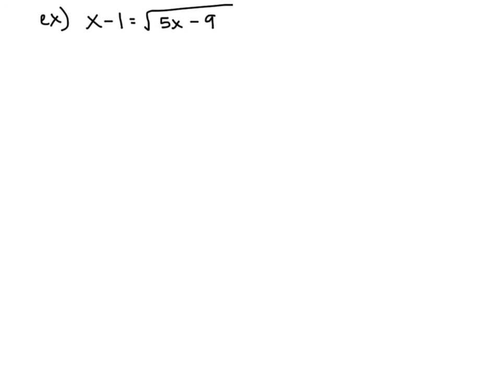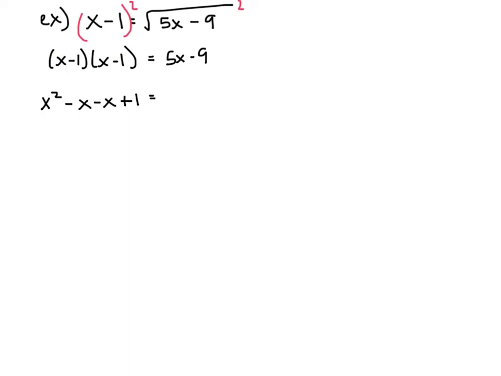Alright, so this last example, x minus 1 equals the square root of 5x minus 9. The root is isolated, so I'm ready to square both sides. So square both sides. So I have x minus 1 times x minus 1 equals 5x minus 9. So foiling this out, I have x times x is x squared. Then x times negative 1, negative x. Negative 1 times x is negative x. Negative 1 times negative 1 is positive 1.